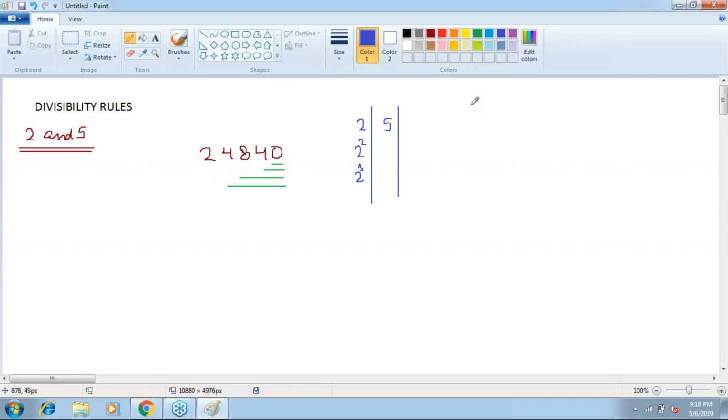So if the number is divisible by 2 as well as by 5, it is divisible by 10. Sorry, earlier I said 20. If it is divisible by 2 and 5, it is divisible by 2 into 5. If it is divisible by 4 and 5, it is divisible by 4 into 5. If it is divisible by 8 and 5, it is divisible by 8 into 5. So till now we have found that the number is divisible by 2, 4, 8, 10, 20, 40 and 5 obviously.